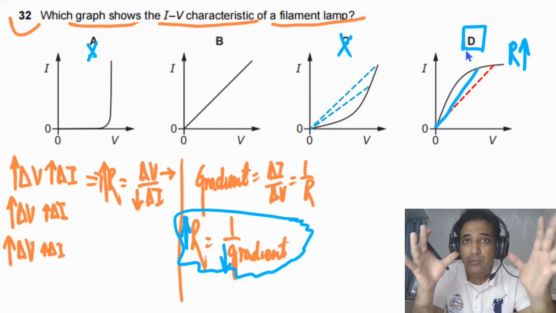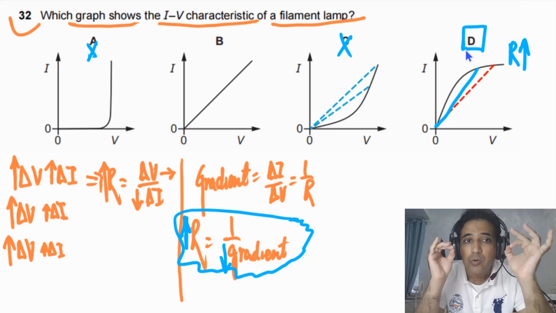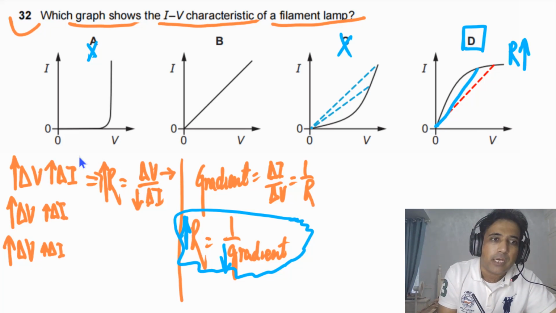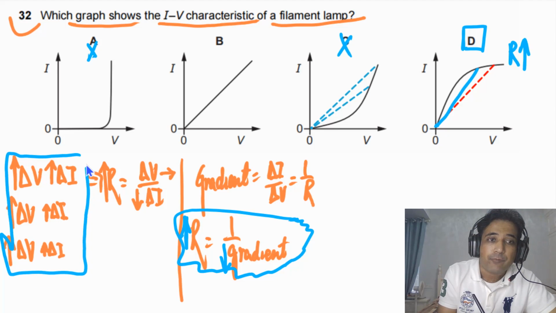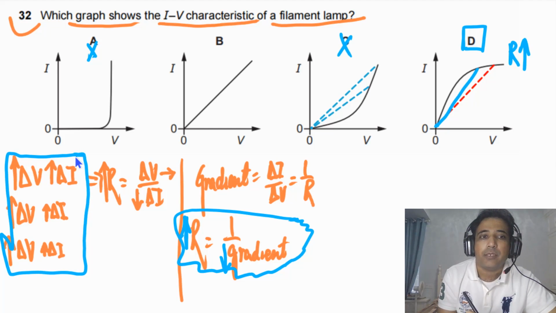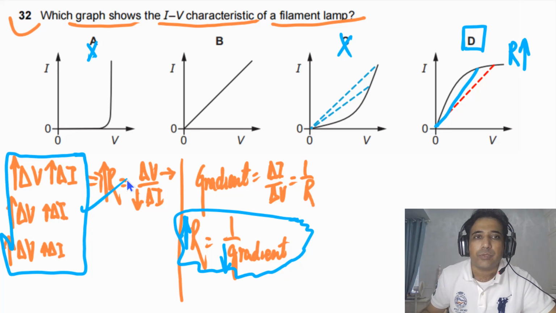A beautiful thing you need to understand about the filament lamp, and most of the time students don't understand this one, or they have a misconception about it. So try to master this. So the answer for this one is B.